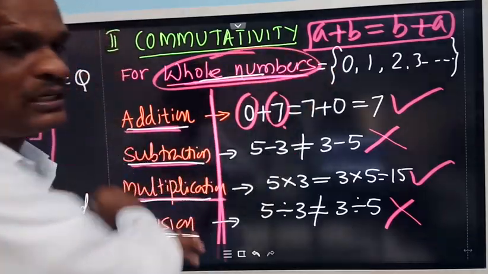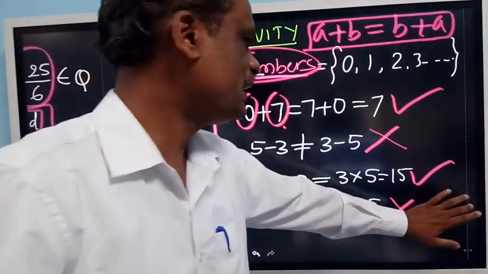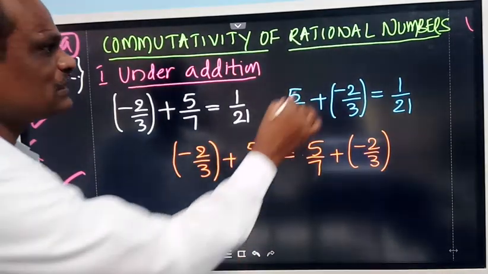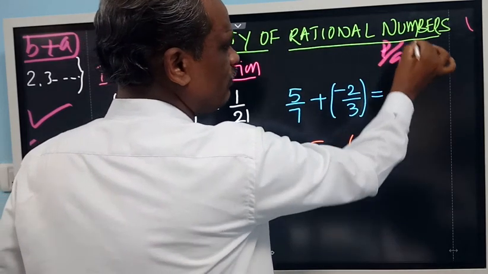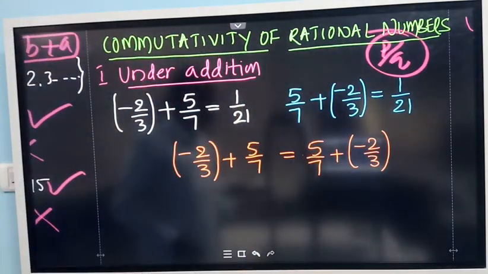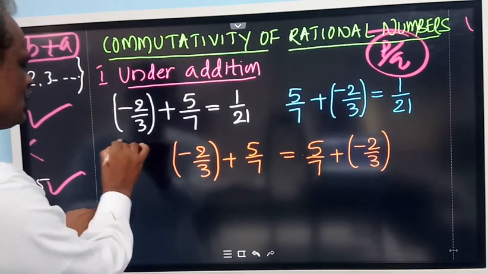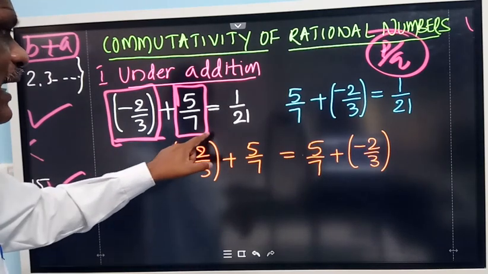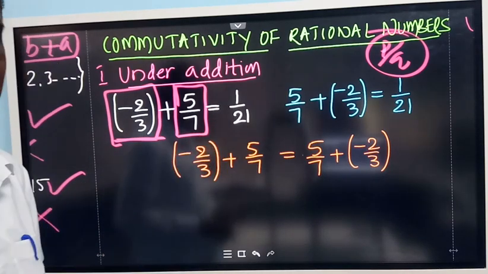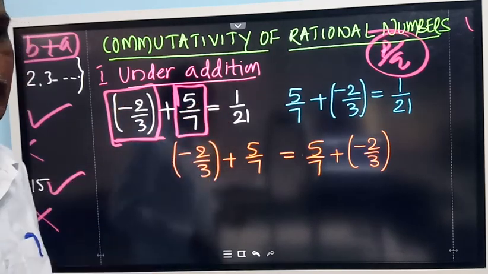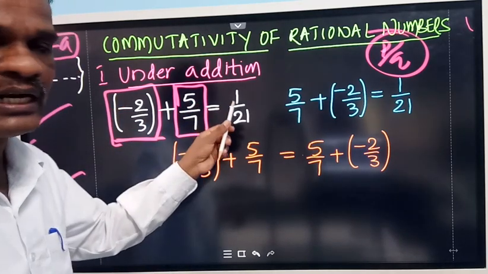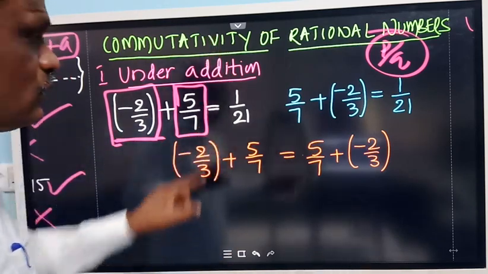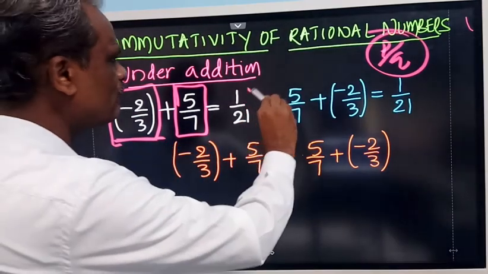Now come to the 8th class topic, that is rational numbers. So let us check for the rational numbers. Commutativity of rational numbers. Rational numbers, you know, are numbers in the form of p by q. Select any numbers which are in the form of p by q. I have selected minus 2 by 3 and 5 by 7. Take the LCM and add. 7 3s are 21. LCM is 21. Simplify this one, you will get the numerator 1. Since it is a lower class topic, I am not going into detail. So if you simplify, minus 2 by 3 added to another rational number 5 by 7, you are getting 1 by 21.